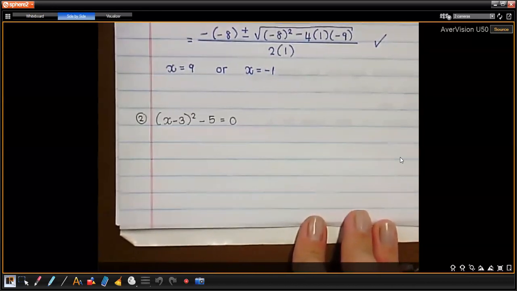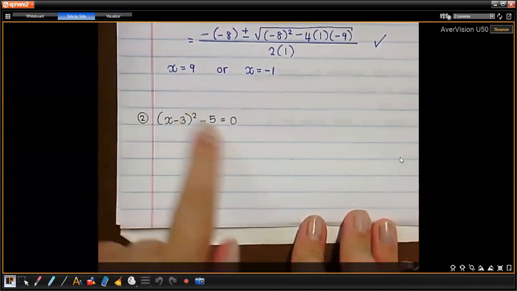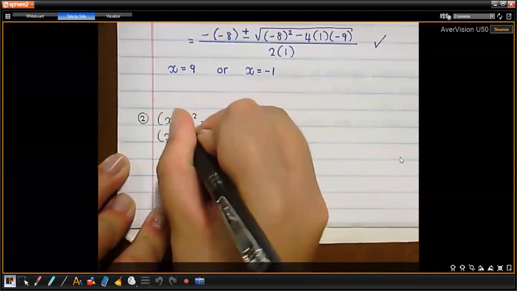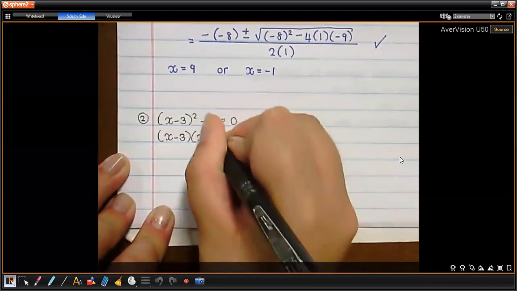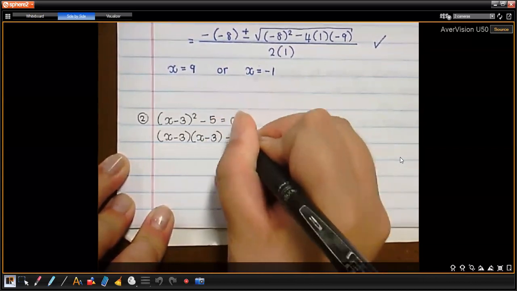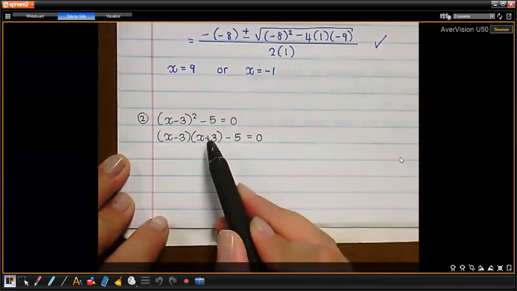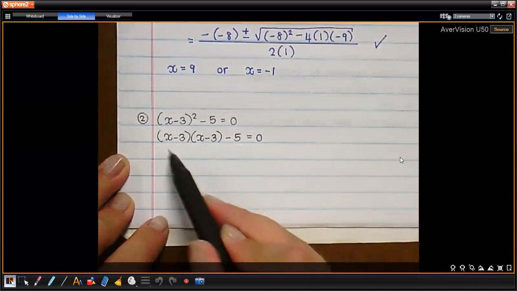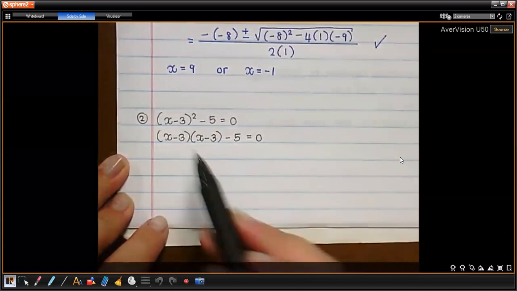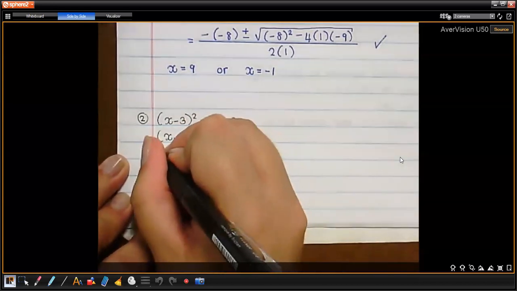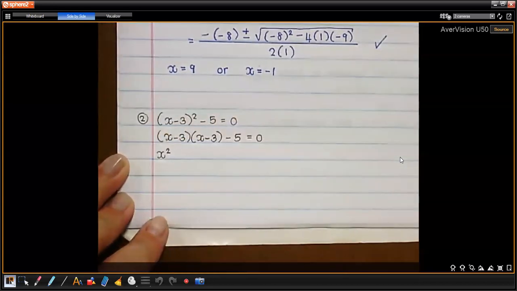So what do you guys think? How can we do that? Multiply it out, right? We all know how to do an x minus 3 squared. You can do x minus 3, x minus 3. That's what it means when you're squaring something, right? You are multiplying it by itself. Now, how do you multiply a binomial and another binomial? What's that abbreviation? FOIL. Okay, so we're going to do first times first. So x times x is x squared.